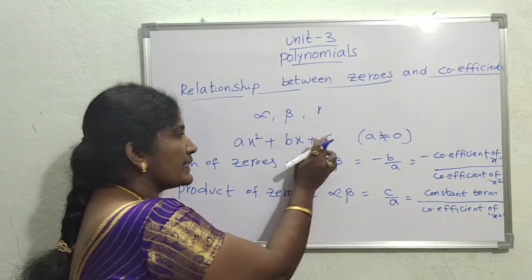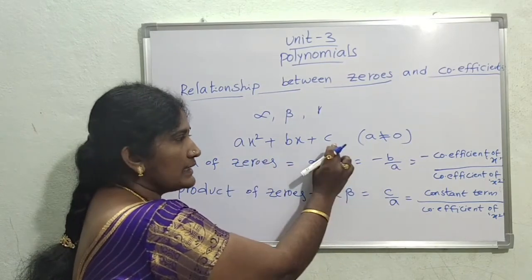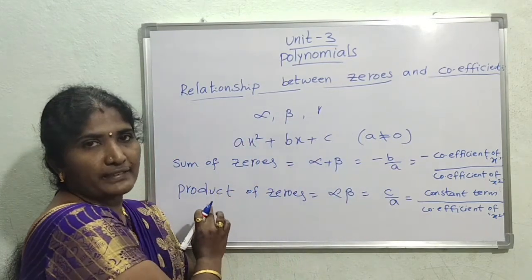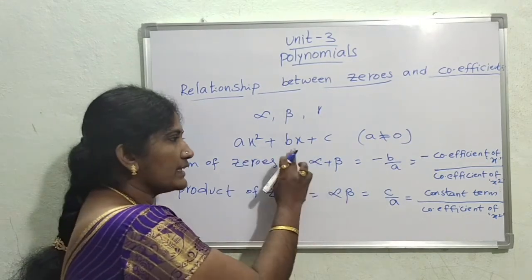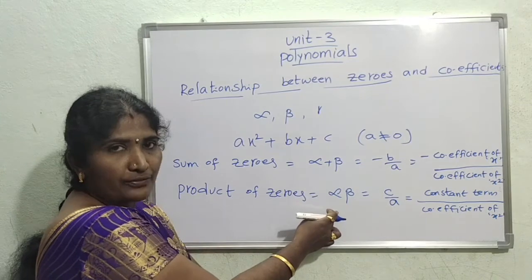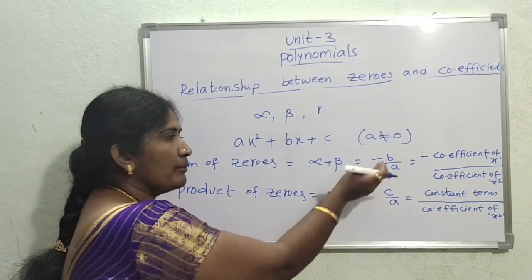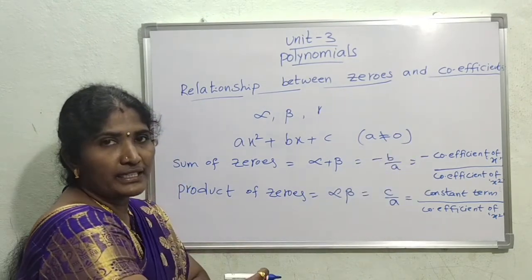Product of zeros is c by a, that means constant term by coefficient of x squared. After finding zeros, we can check whether the sum of the zeros and product of the zeros are correct by using these formulas.